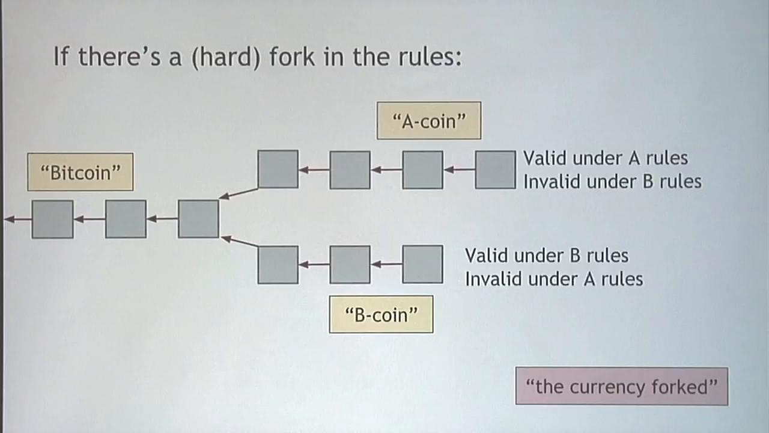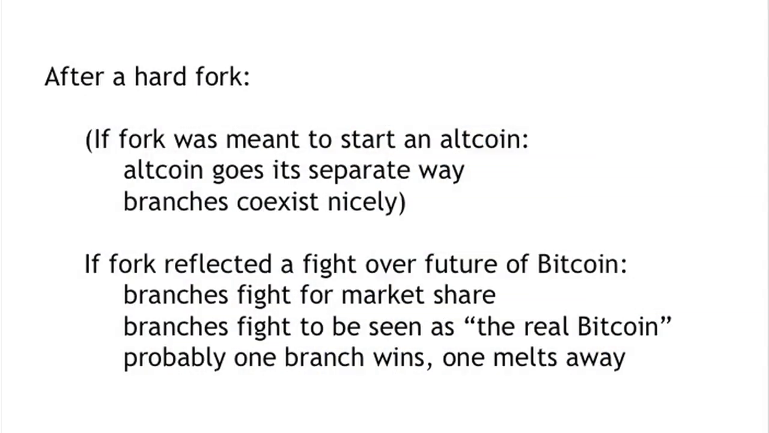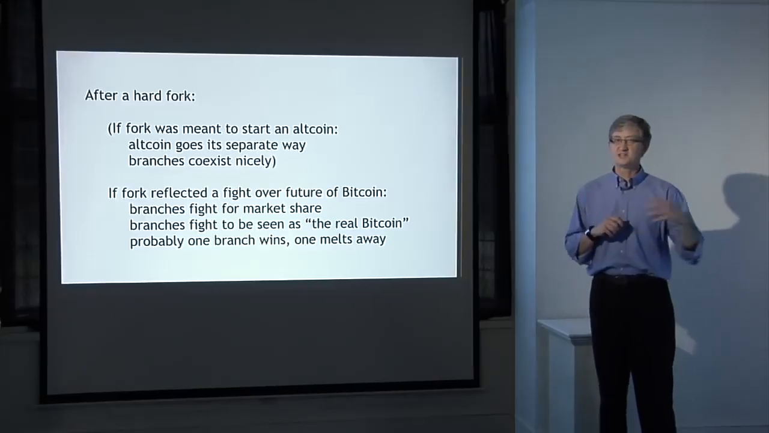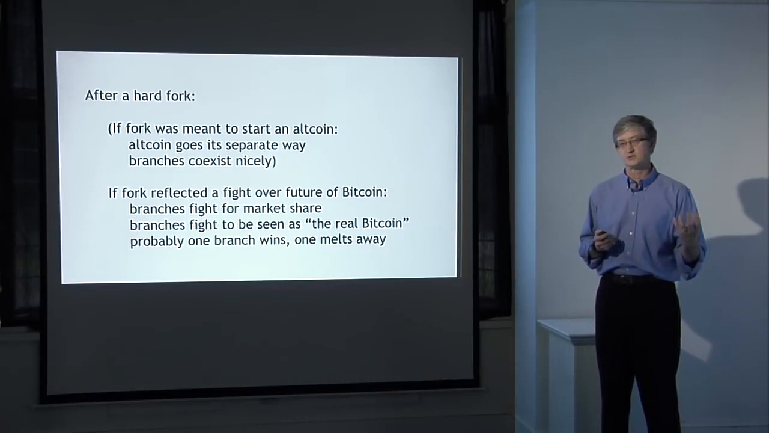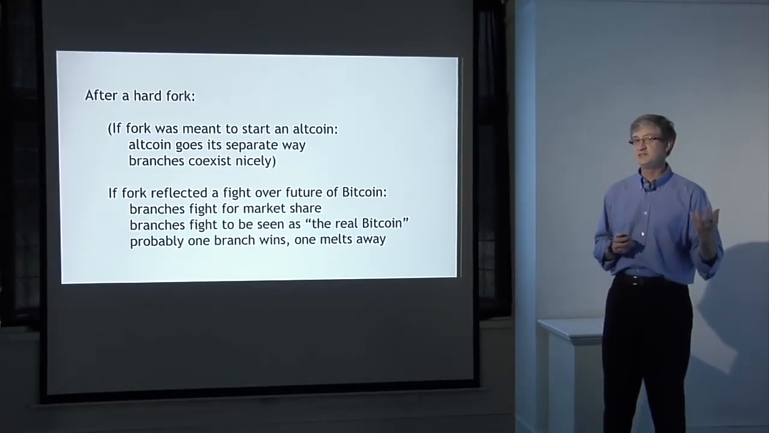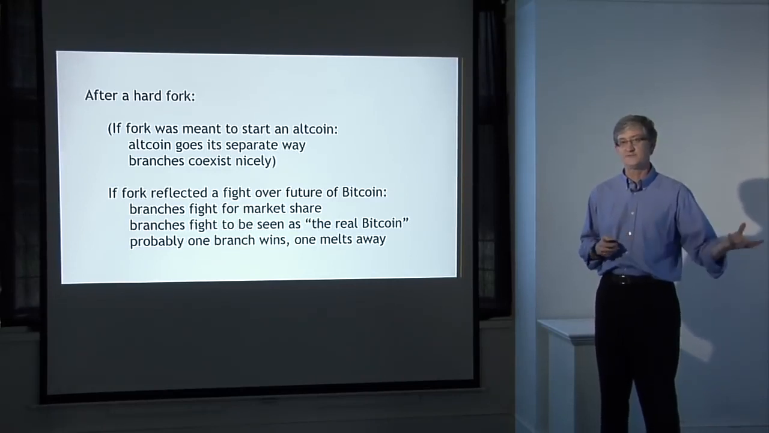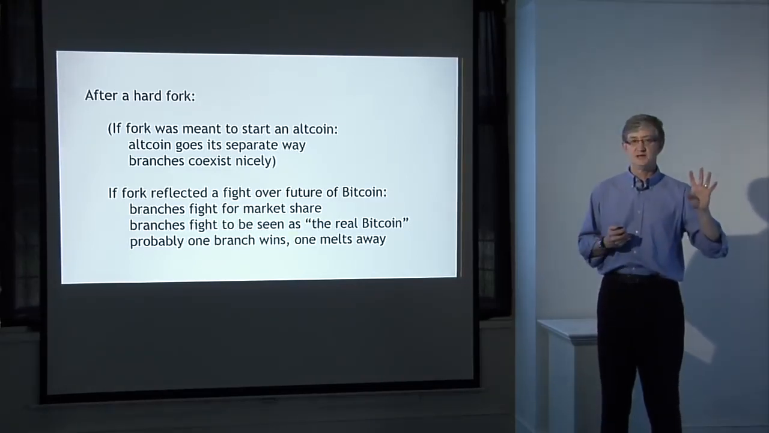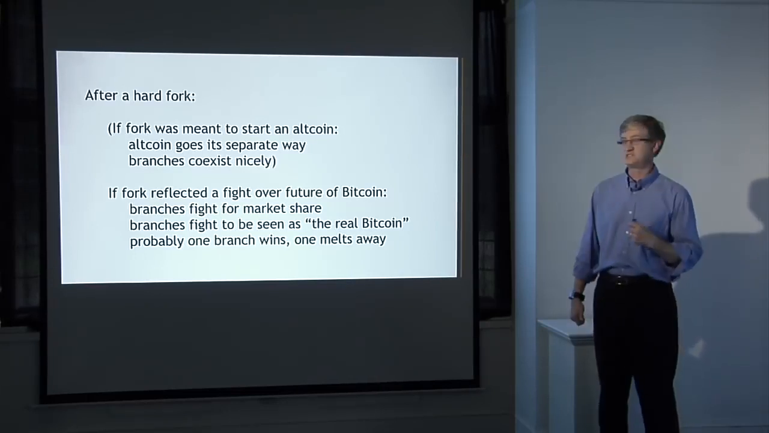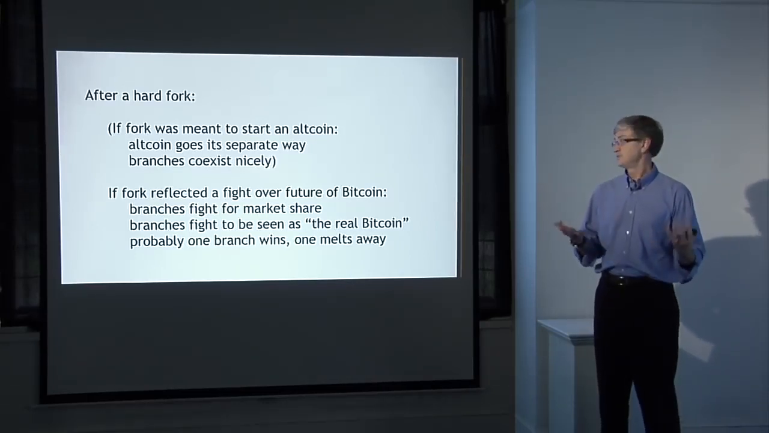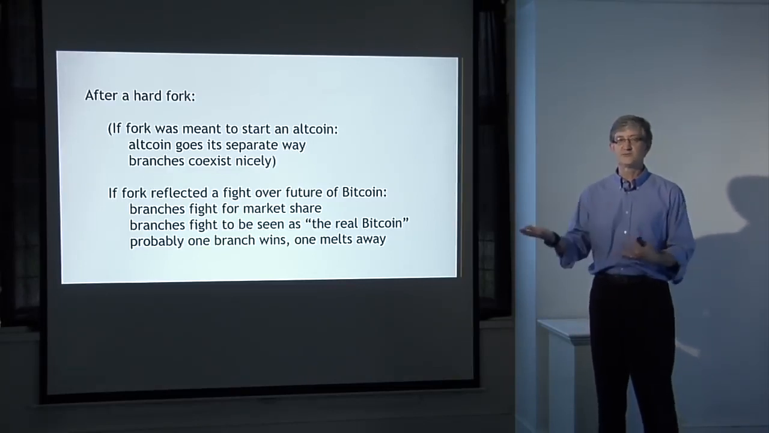Okay, so what happens if a fork like this goes on? What do people actually do? How do they respond? Well, after a hard fork like this, there are really two cases. The first case is where the fork was really not intended as a disagreement about the rules, but the fork was designed as a way of starting an altcoin, that is, of starting a new kind of cryptocurrency with different rules. And if somebody just wanted to start their own currency and they found it convenient to start with a rule set that was very close to Bitcoin's, maybe even to start with Bitcoin's blockchain and to fork off as I illustrated on the previous slide, then that's not really a problem. The altcoin goes its separate way. The branches coexist peacefully, and some people prefer to use Bitcoin, some prefer to use the altcoin.